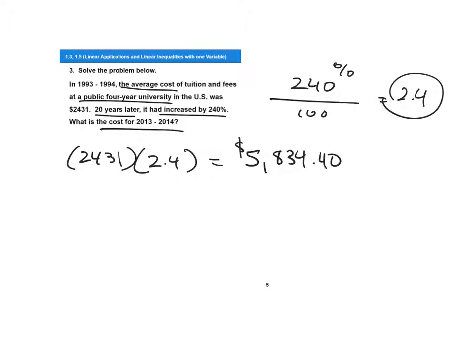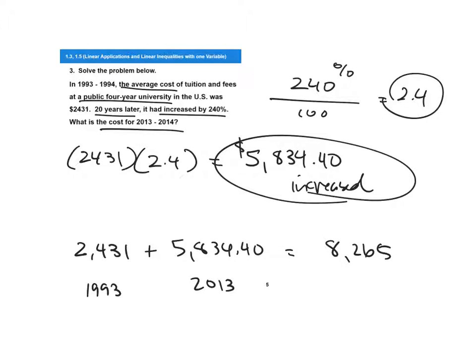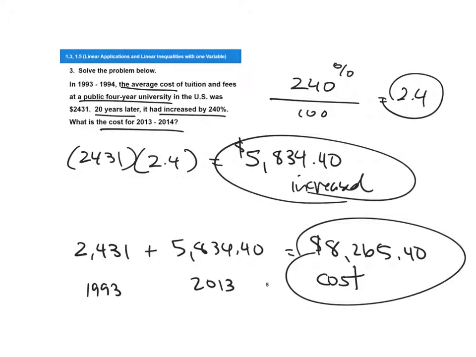When you do that, you're going to get $5,834.40. Now that's just how much it had increased. That's not your final answer. What we need to do is take what it was, 2,431 in 1993, and add the increase of $5,834.40, which would put us at 2013. When you add that together, you're going to get $8,265.40, and that would be the cost 20 years later.